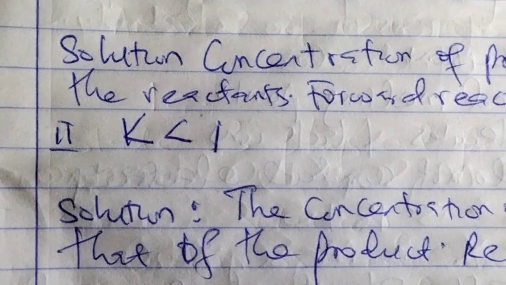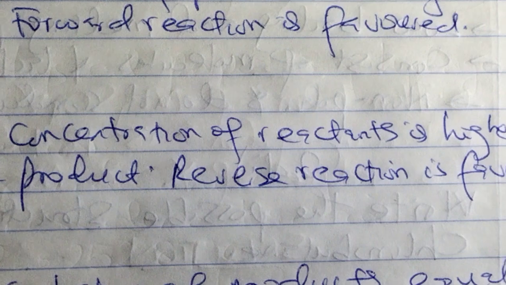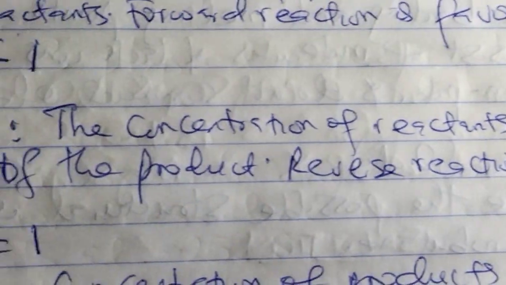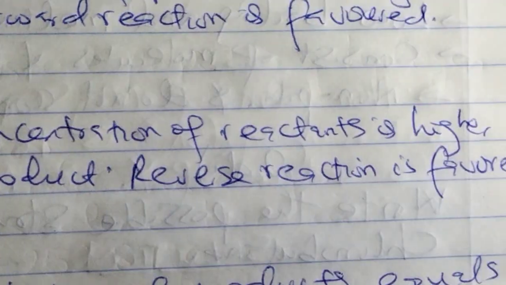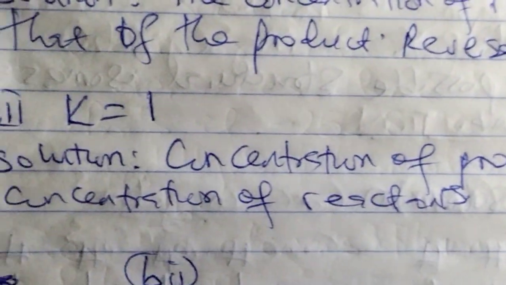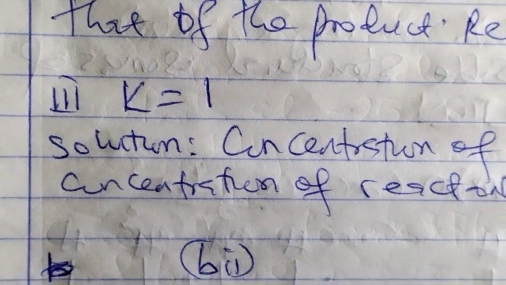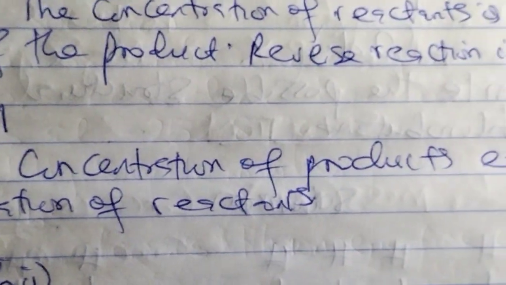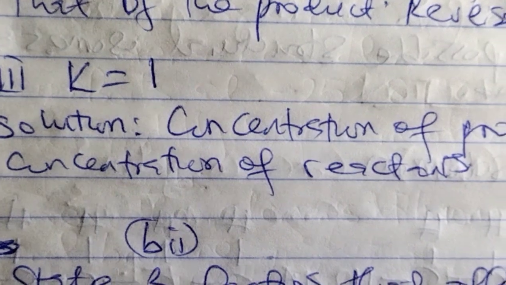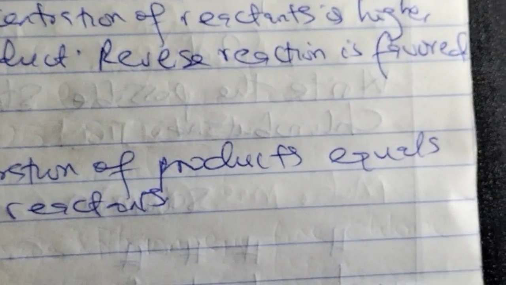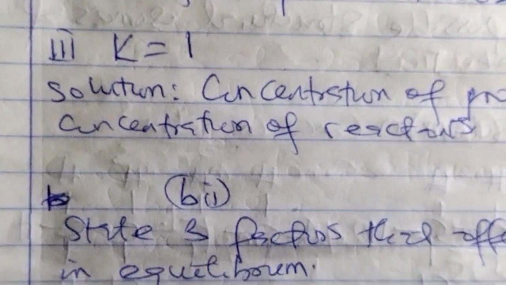Question ii. When the value of K is less than 1, solution: it means that the concentration of the reactants is higher or greater than that of the products. That means reverse reaction is favored. Going to iii, when K is equal to 1, it means that the concentration of the products equals the concentration of the reactants. That's what it means when the equilibrium constant K is equal to 1.